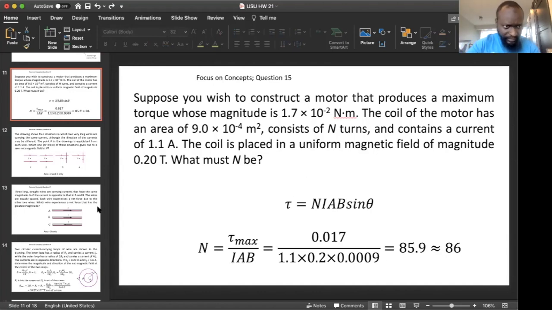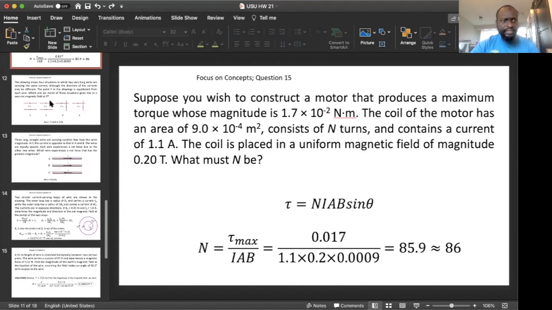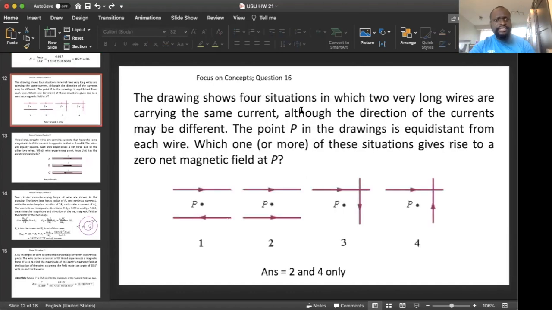Okay. That's question 15, focus on concept. Now let's go to focus on concept question 16. The drawing shows four situations in which two very long wires are carrying the same current, although the direction of the currents may be different. The point P in the drawings is equidistant from each wire. Which one or more of these situations gives rise to a zero net magnetic field?